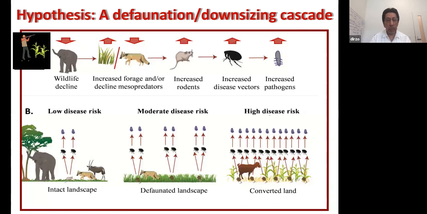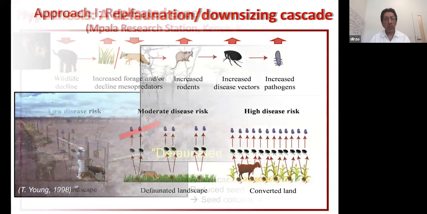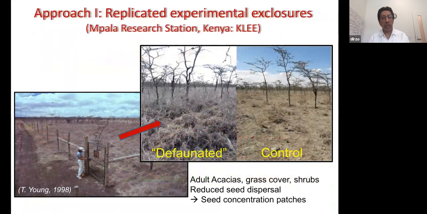Now the question is, how can we test that hypothesis? So there are several ways in which we could do that. Luckily, one possibility is to do an experimental manipulation. And in this slide, I am showing you an amazing experimental setup that was established by Professor Truman Young in 1998. And you can see that on the photo on the left-hand side. These are electrified fences that demarcate the areas that have been used by scientists since 1998 to study the ecology of the savanna in the presence and absence of animals.